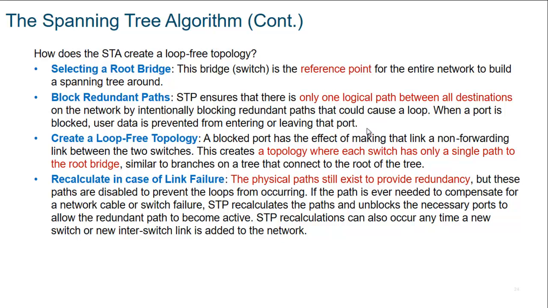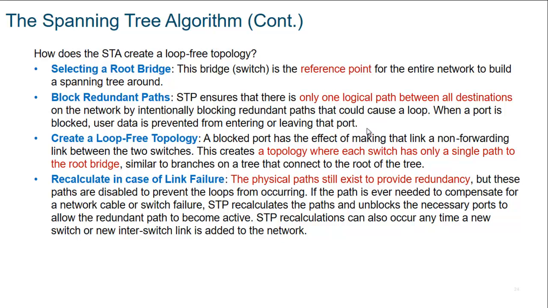And then it creates a loop-free topology. A blocked port has the effect of making that link a non-forwarding link between the two switches. This creates a topology where each switch has only one single path to the root bridge, similar to the branches of a tree that connect to the root of the tree.